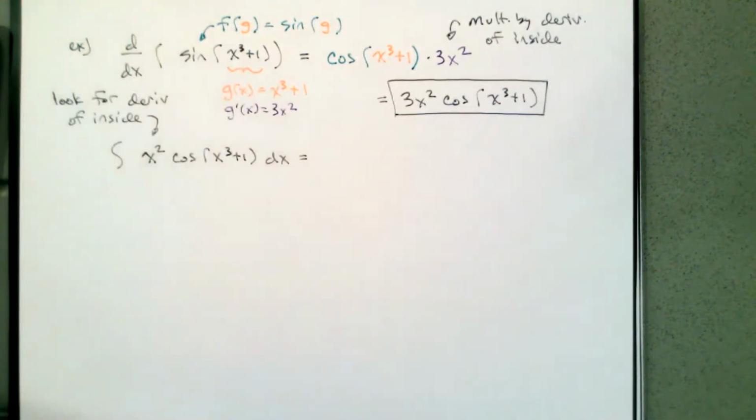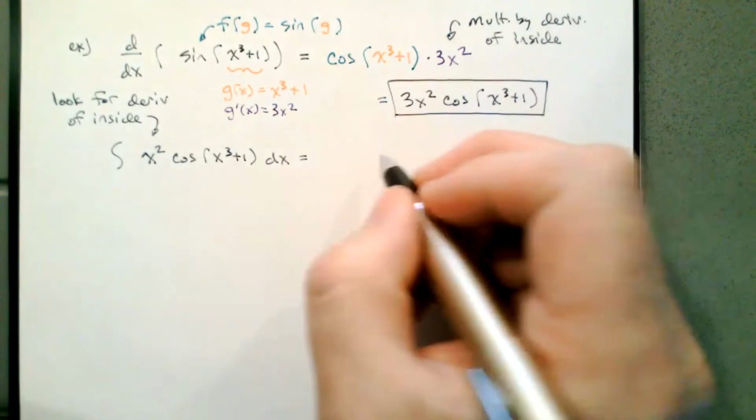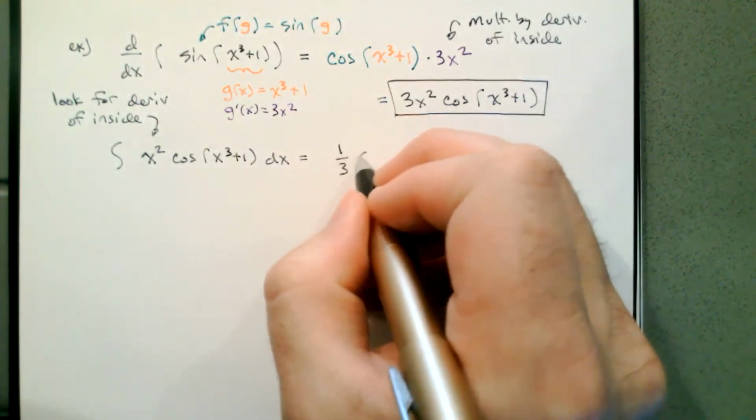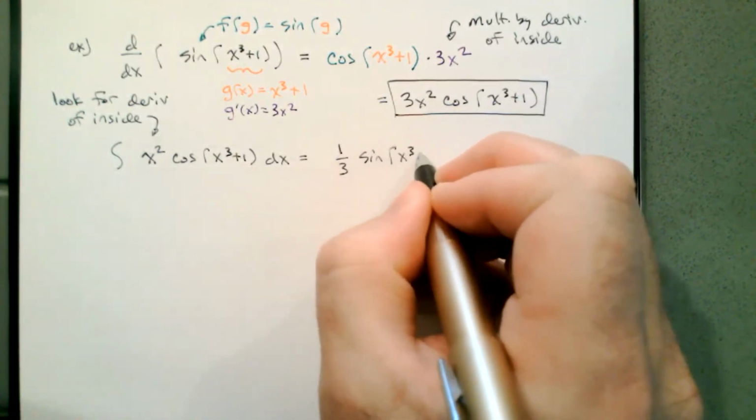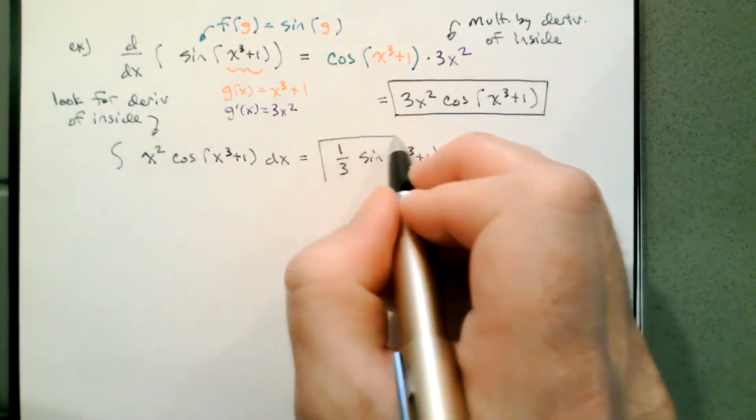Once we see that there's that derivative of the inside, that tells us that this derivative was found using the chain rule. And so that means that we should use substitution to undo it. In this case, notice I've dropped the 3, but the 3 is a constant factor, so no worries there. We'll just have a 1/3 sine of x cubed plus 1. Integrating, so we'll make sure to put plus c.